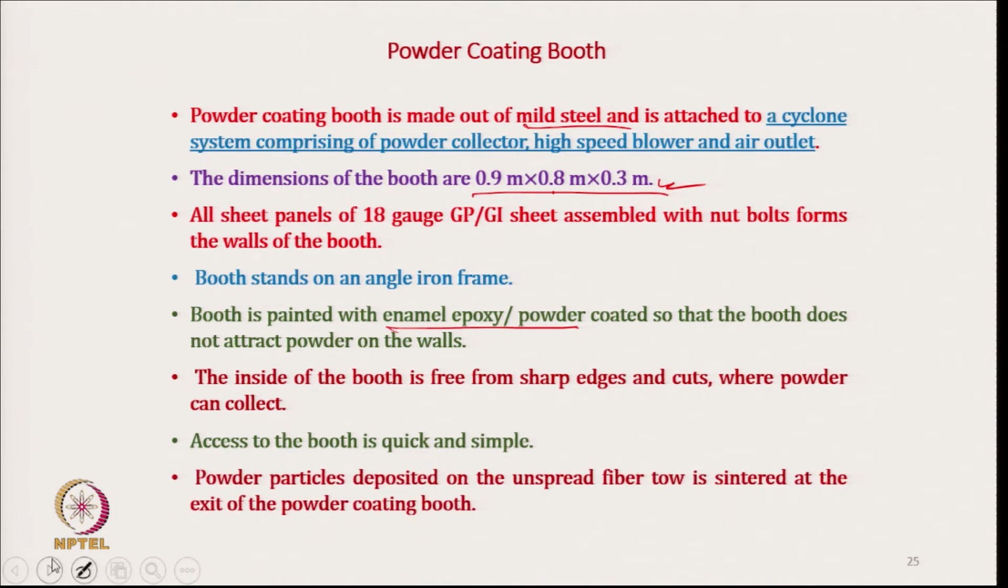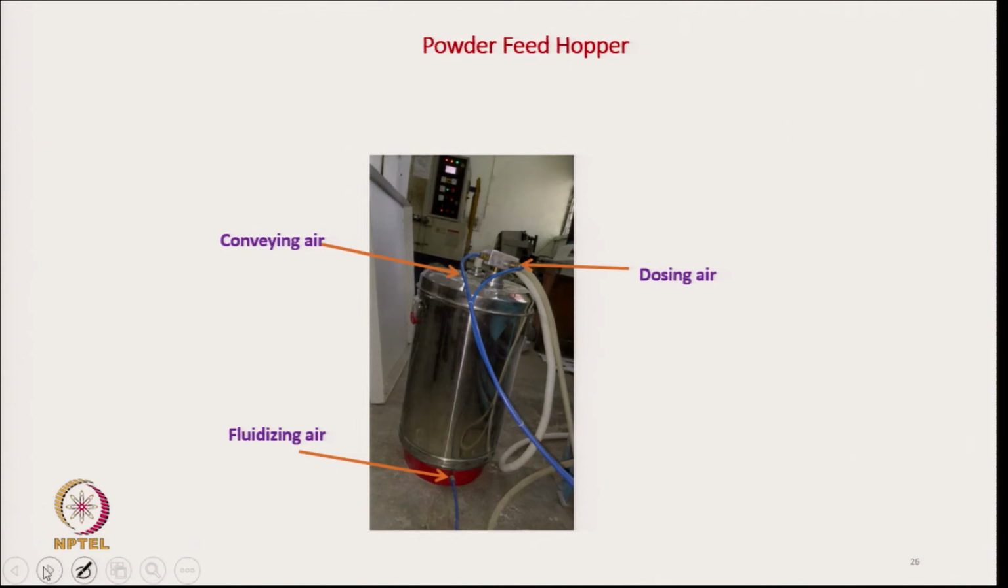Access should be quick. Now, coming to the supply of powder to the spray gun. It is done by the powder feed hopper. Here this hopper consists of a fluidizing air inlet, and this is the chamber, it is conveying air and dosing air, I will discuss, and here this is the venturi.